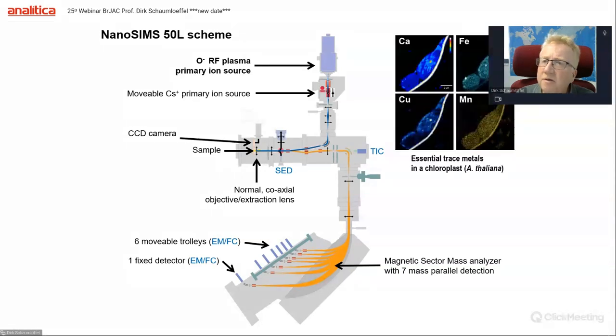And I can give you here a first example. These are calcium, iron, copper, manganese in a chloroplast. So they are essential trace elements, metals in a chloroplast of a plant. So what we see here is not only a cell, it is only the chloroplast of the cell. Here the scale is 2 microns. So we can really see in the chloroplast the trace elements essential for photosynthesis here on the subcellular level. And this was now possible with this new type of ion source, which we fitted to the instrument.